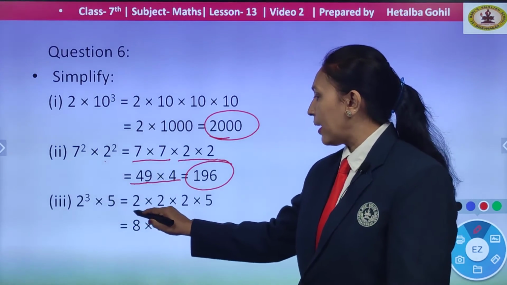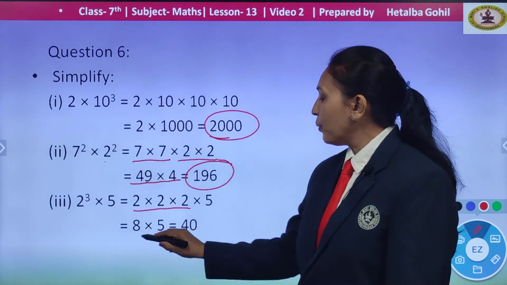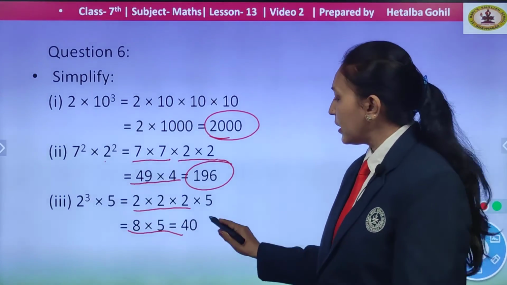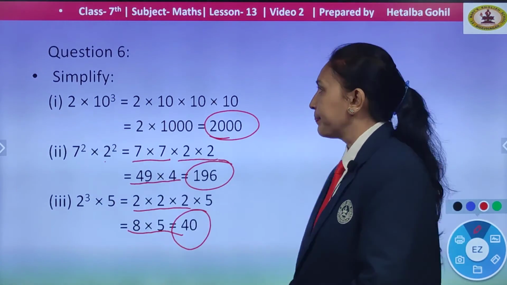Similarly, number third, 2 raised to 3 into 5. 2 is multiplied how many times? 3 times, and 5 1 time. When you multiply 8 into 5, the product will be equal to 40 over here.